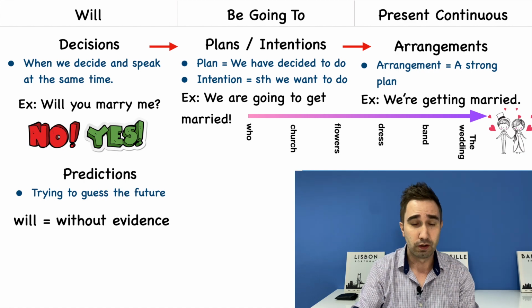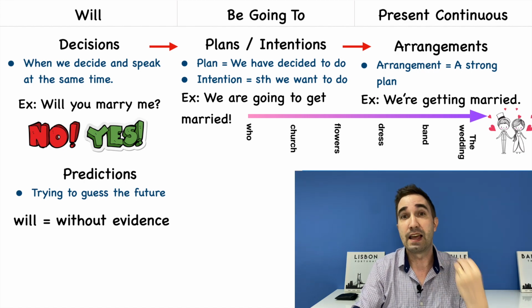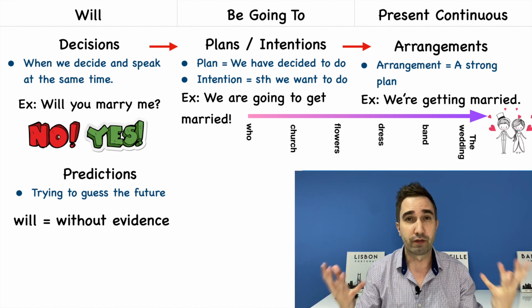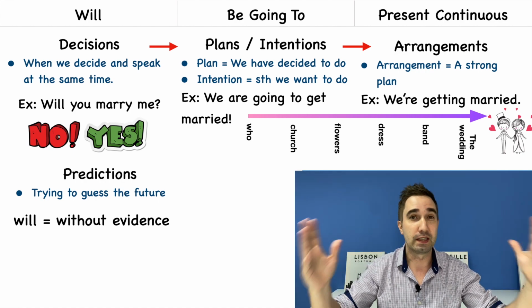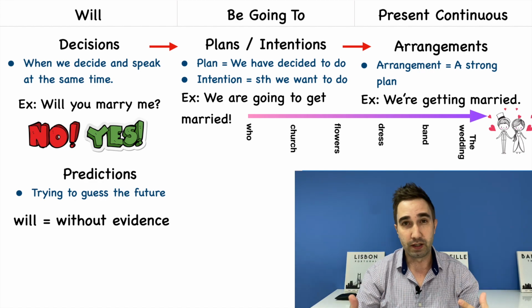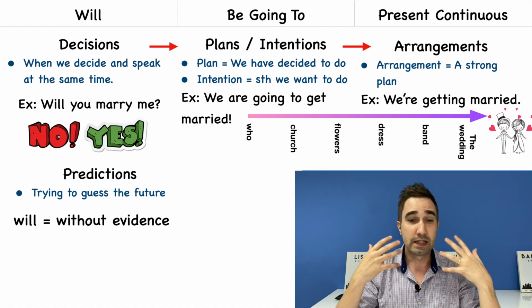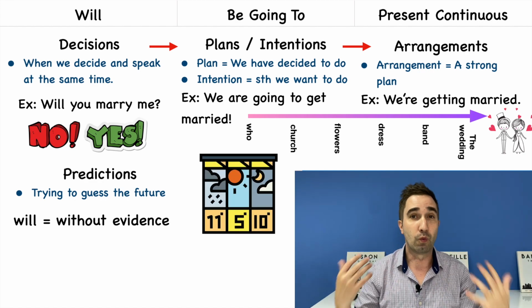Now, will: we don't have any evidence. What that means is I don't have any information. I'm just really guessing. I have no idea what the outcome will be. I have no idea what's going to happen. I'm just guessing, right? So let's look at the weather.